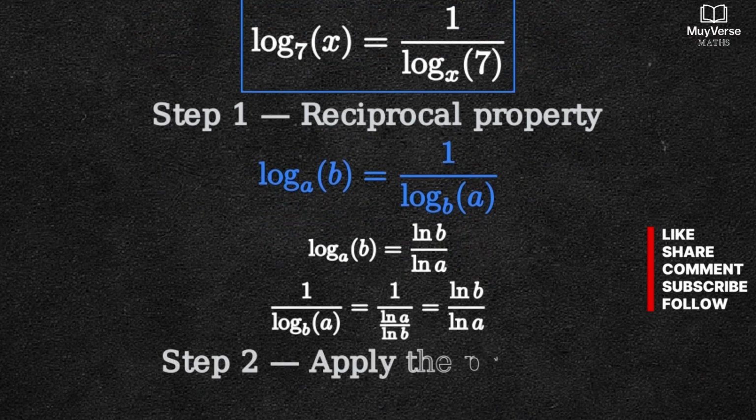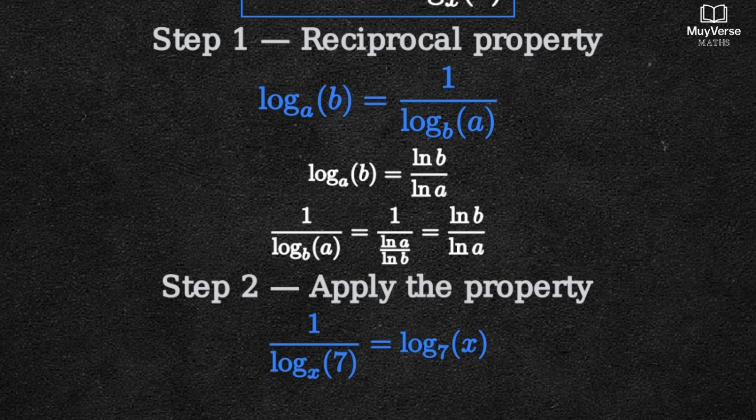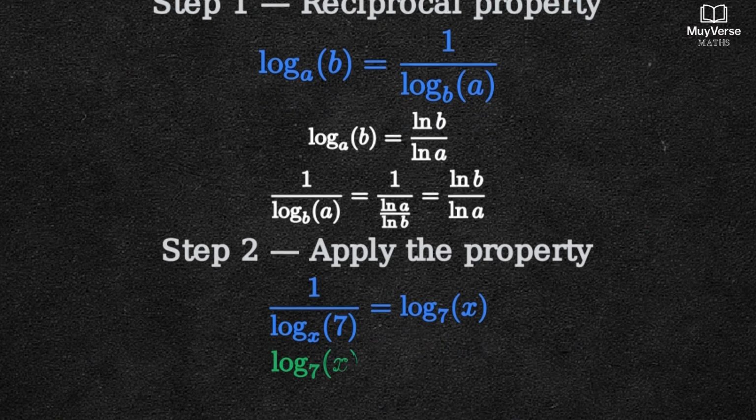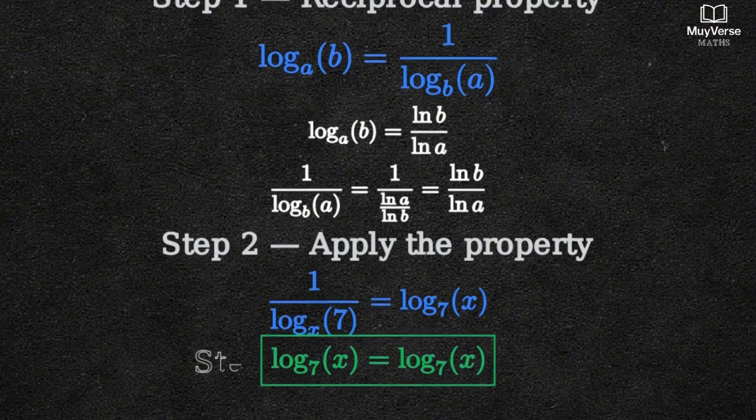Step 2. Apply the property directly to our equation. 1 over log base x of 7 equals log base 7 of x. So our original equation becomes log base 7 of x equals log base 7 of x, which is an identity whenever everything is defined.